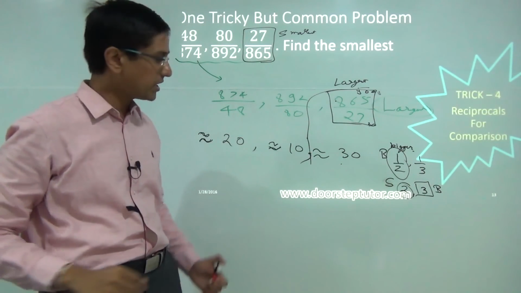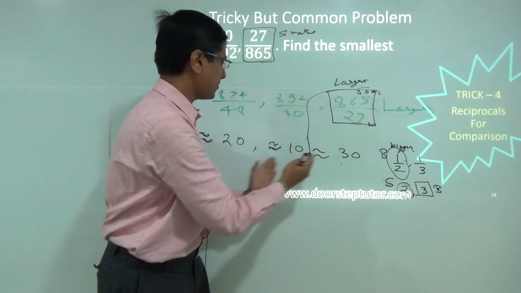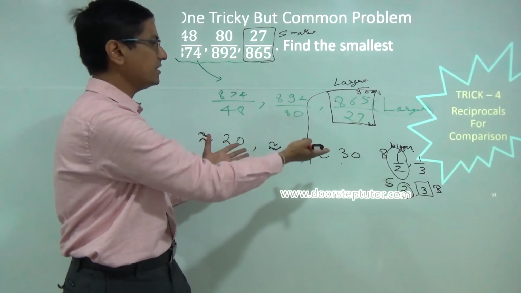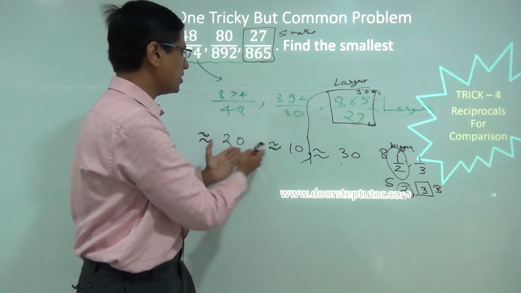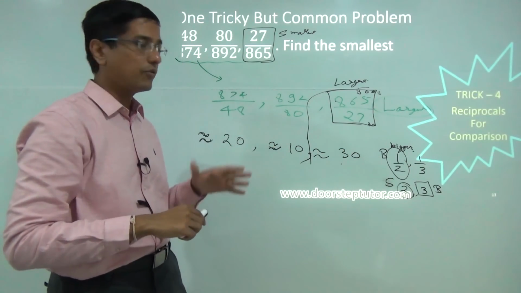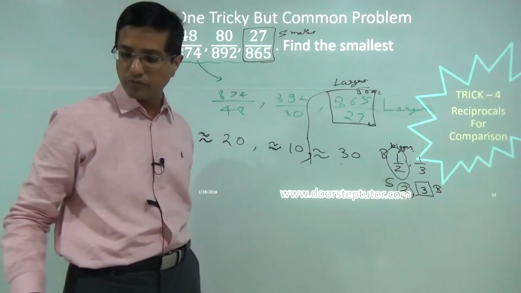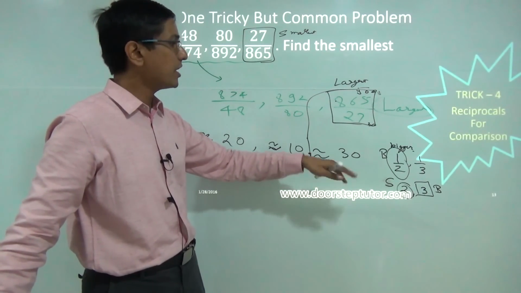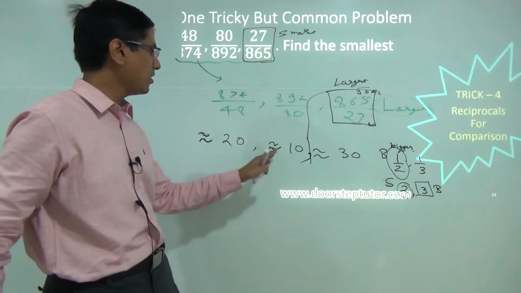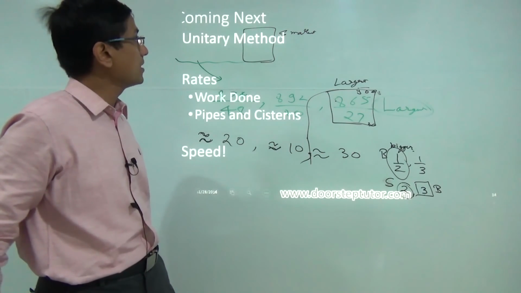But notice that this trick only works if these numbers are very far apart. So in our case they are 10, 20 and 30. If they were very, very close, for example if approximately all of them were equal to 10, then I'll have to do more maths. But fortunately, in most questions asked in real examinations, you can probably use this trick, the trick of calculating the approximate answers.